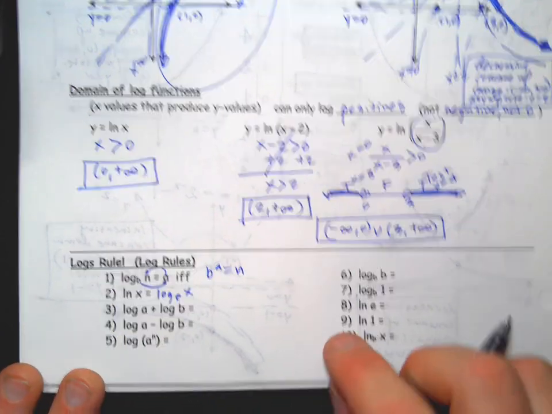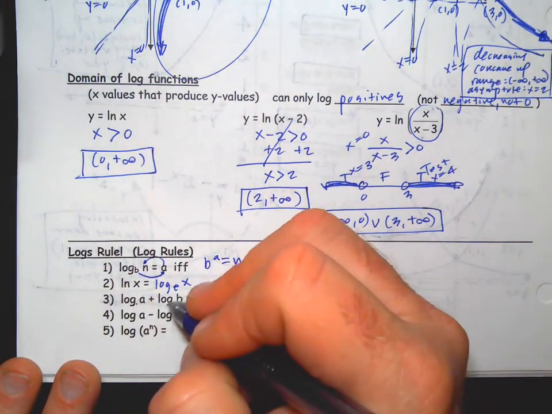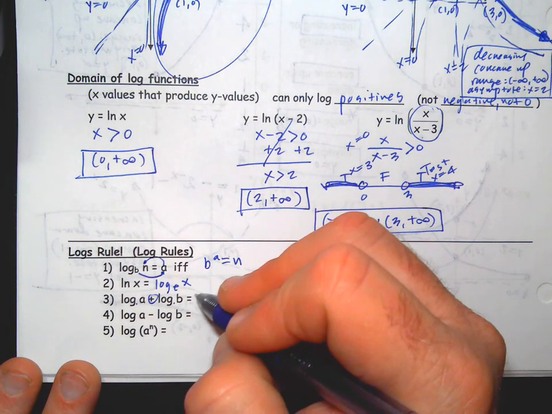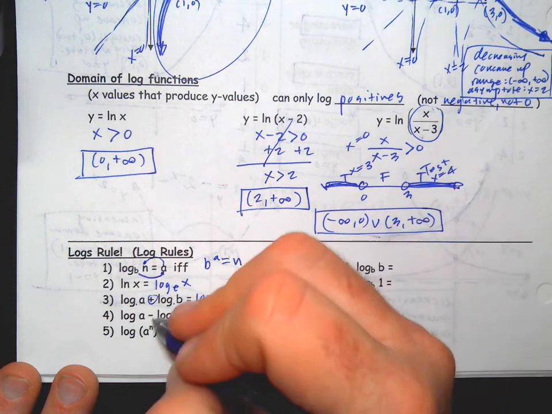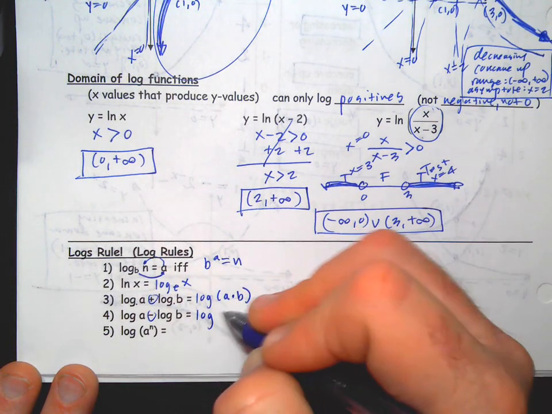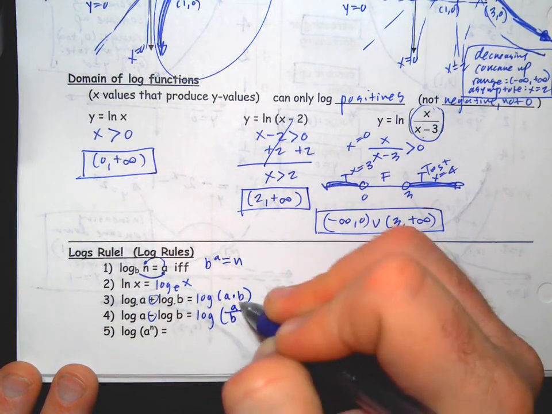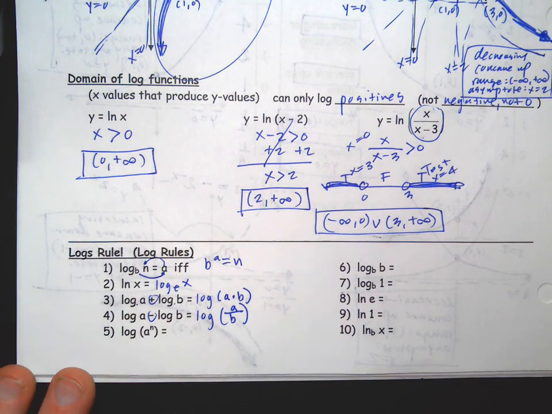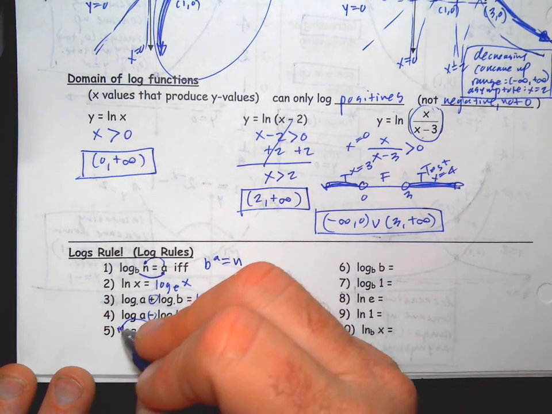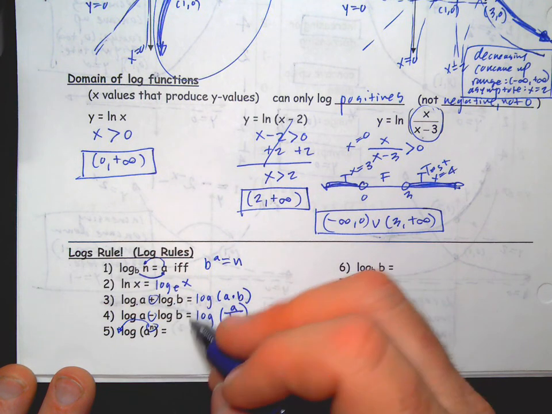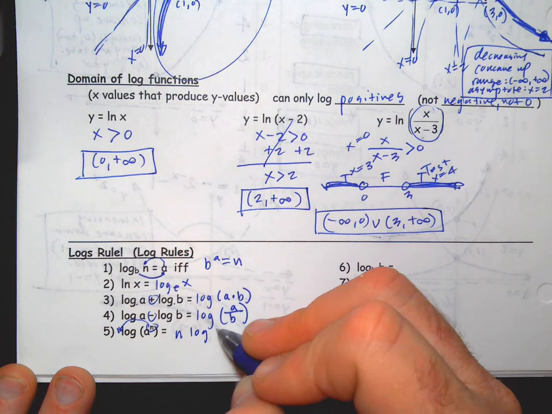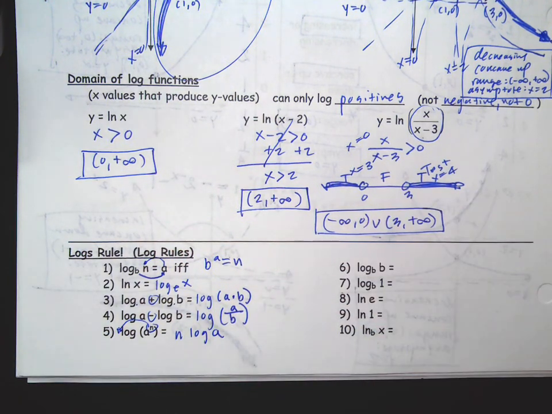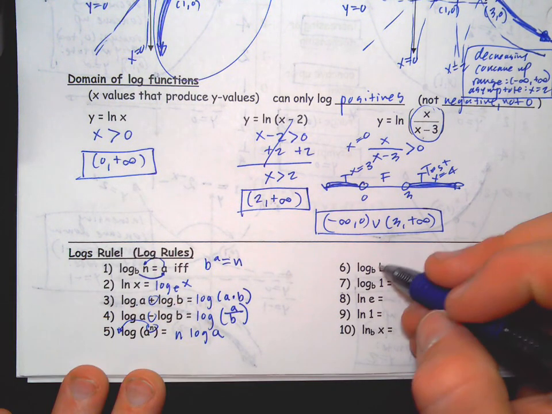There's a log rule where if they have the same base and they're being added, you can combine them together into a single log and multiply their insides. If it's subtraction, you can combine them in a single log where you divide the first one by the second one. You can also move exponents out in front. It's called the power rule. You can move them out front as a coefficient.